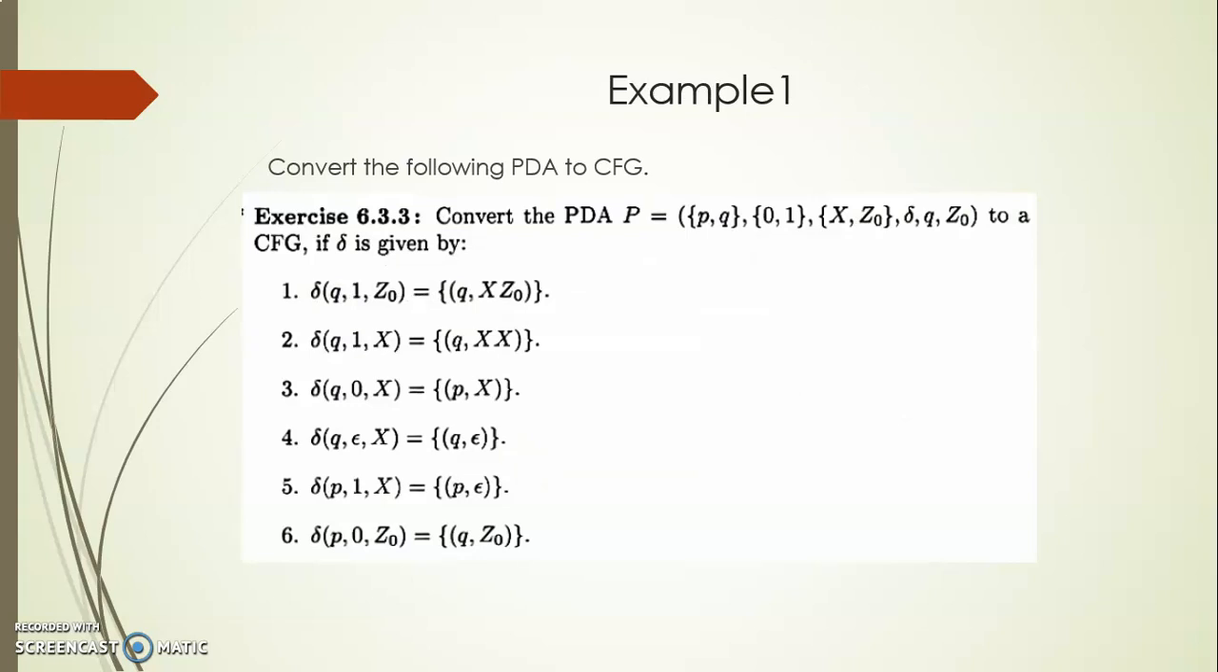So assume this is an example, a PDA which we want to convert into a context-free grammar. So what do we understand from this PDA? This PDA consists of two states, say P comma Q. Then the set of input symbols are 0 and 1. And the stack symbols are X and Z0. The transition function is delta. Then Q is the starting state, Z0 is the bottom of the stack. And the transition function is defined using the 6 rules. So we'll convert one by one.